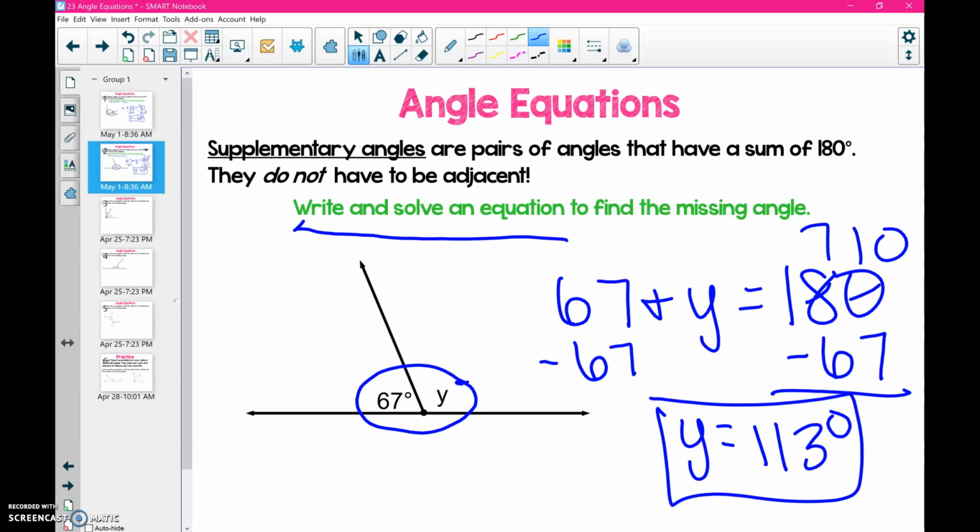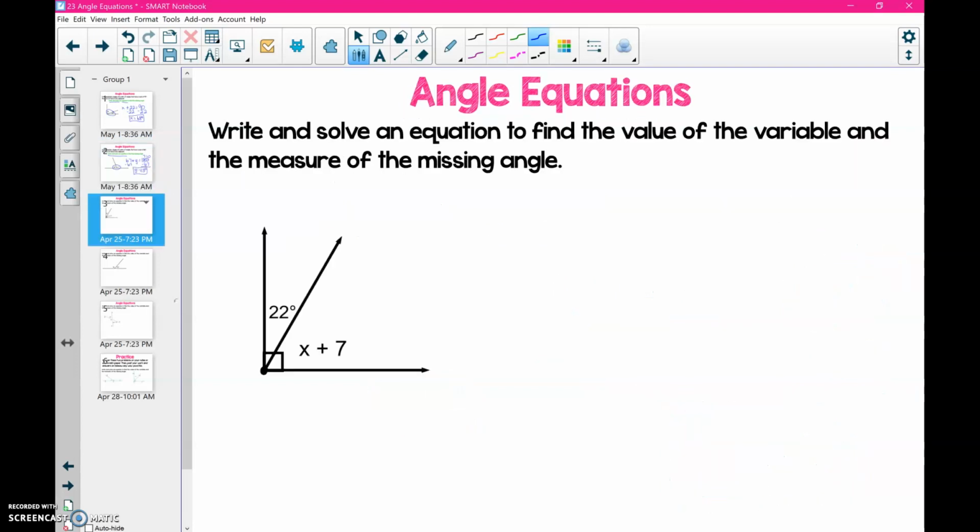All right, you might be like, Miss Lynch, we already know this. Okay, let's get just a little harder. So now this time, it's not just focusing on the angle. Again, when we're solving for the variable, it's telling us just what x would be. It's not saying what the whole angle would be.